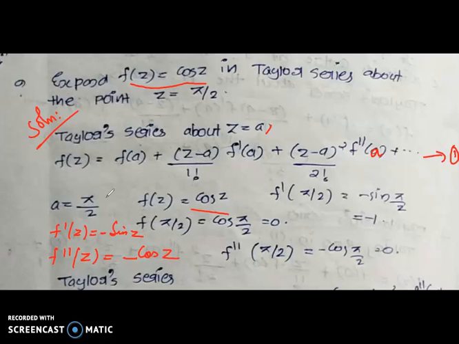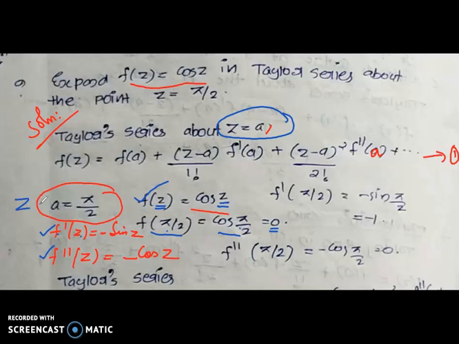So now at a is equal to pi by 2, let us find the values of these three, that is f of z, f dash of z, f double dash of z. When a is pi by 2, f of pi by 2, that is cos pi by 2, replace z by pi by 2, cos pi by 2, cos 90 is 0. Then f dash of z, let us take z as pi by 2, z is equal to a.